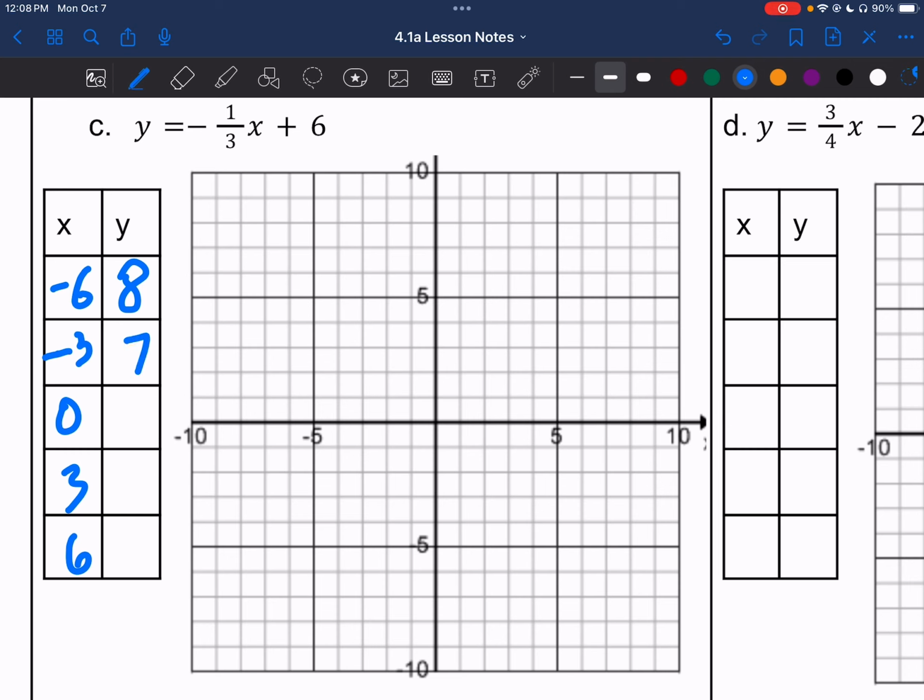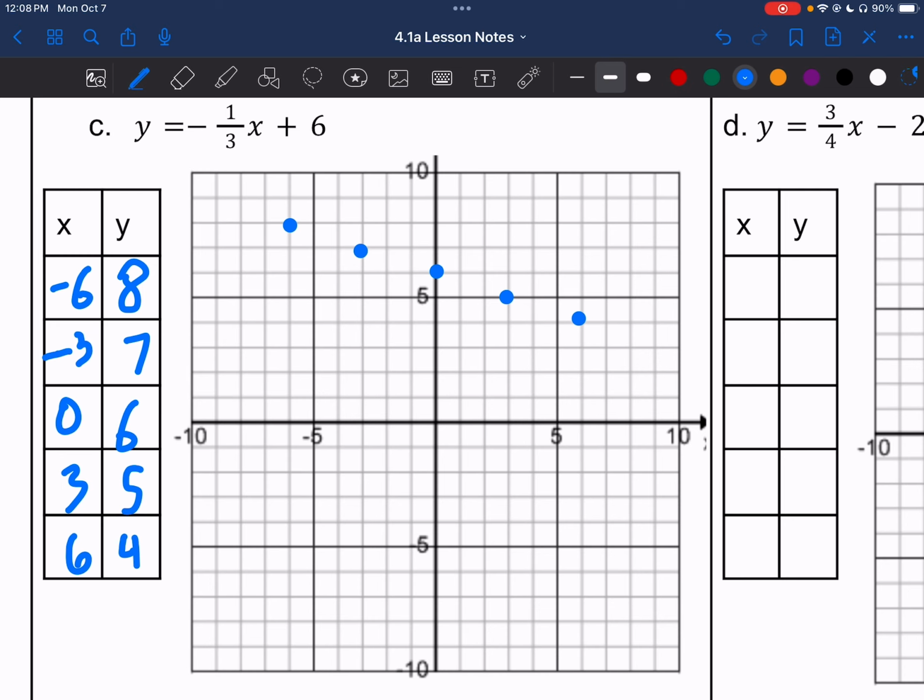0 times -1/3 plus 6 is 6. 3 times -1/3, that's -1 plus 6 is 5. And 6 times -1/3 is -2, plus 6 is 4. And now we're going to go ahead and graph these. So we're at -6, +8. -3, +7. 0 and 6. 3 and 5. And 6 and 4.